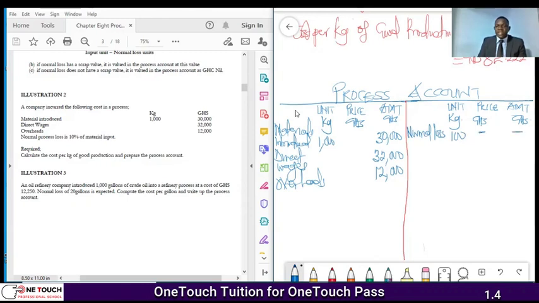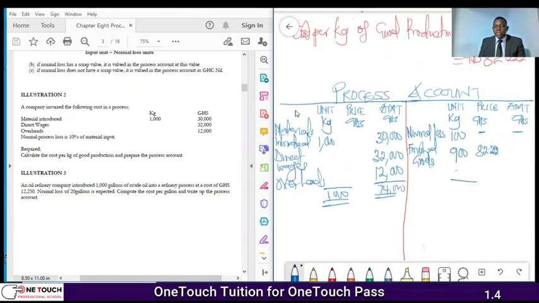Now at the end of the day, our output out of the process, our finished goods, was 900, and this 900 is going to be valued at 82.222 recurring. So leave it at that. So our total units is 900 here at a total cost of 74,000.